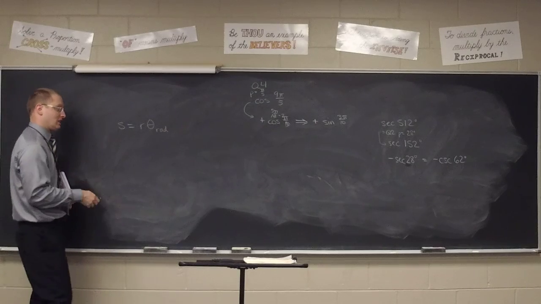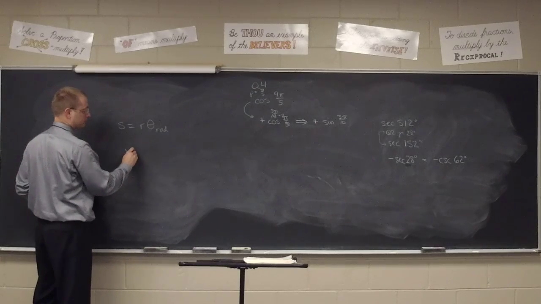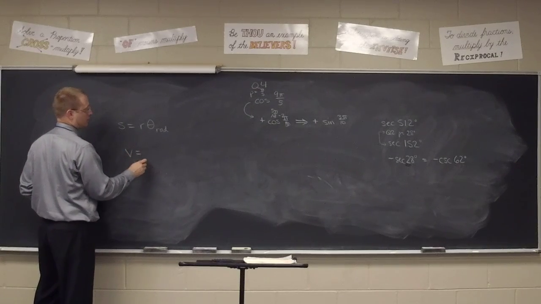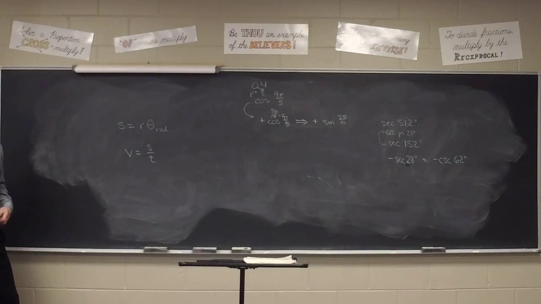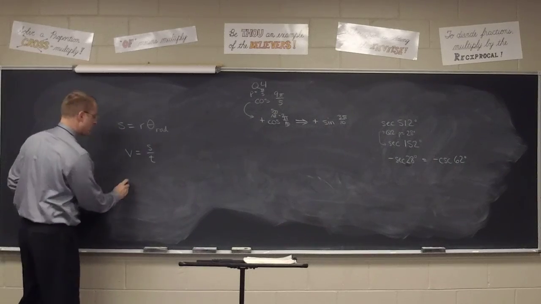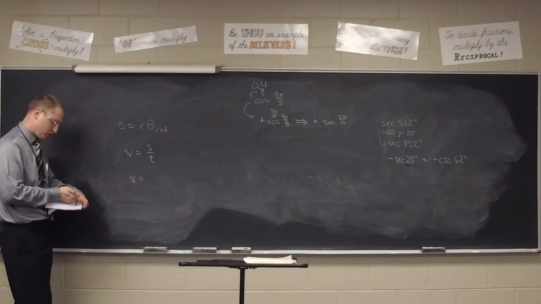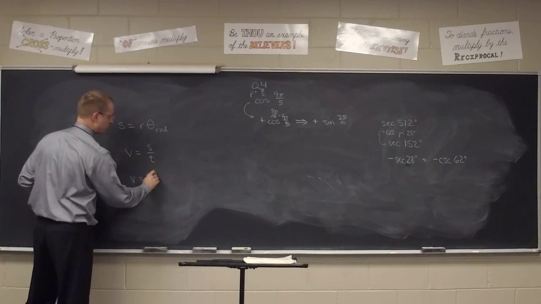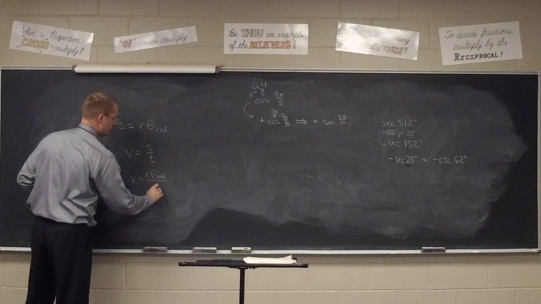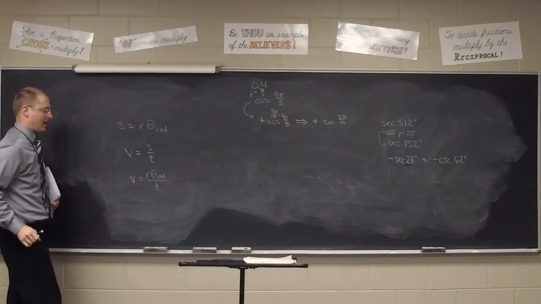We had an equation for the speed at which an object moves along an arc path. Call that the linear velocity equation. How about V equals S over T? The arc length, which is the distance traveled, divided by time. But if we put those first two equations together, we could also get V equals R theta rad over T, where we could plug the R theta rad in for the S.